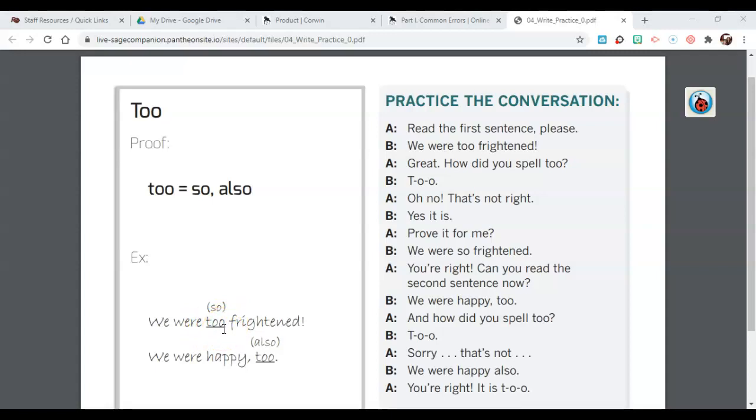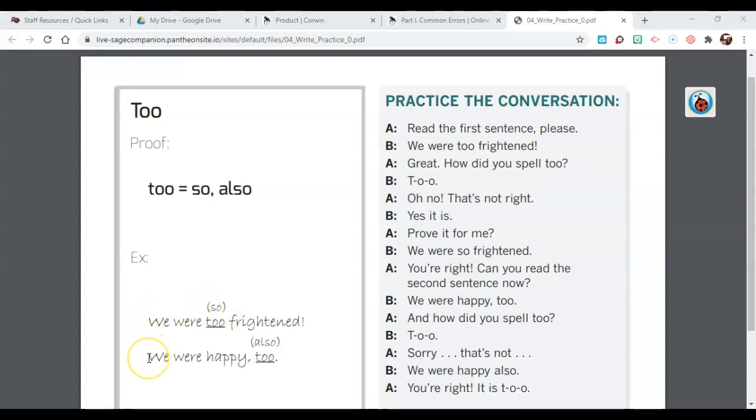The way that I would show that in my writing is by underlining the word to, T-O-O, to show that I know a proof for that word. And then above it, I'm going to write whatever the proof is. In this case, we've used the word so as the proof. So underline the word that you're proving, and in parentheses directly above it, write whatever the proof word is.